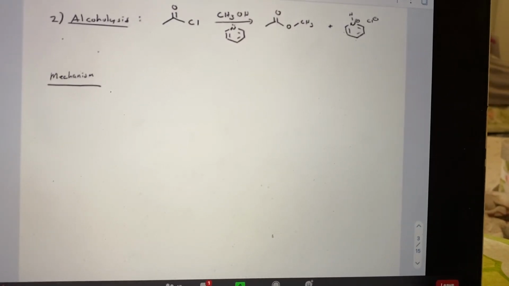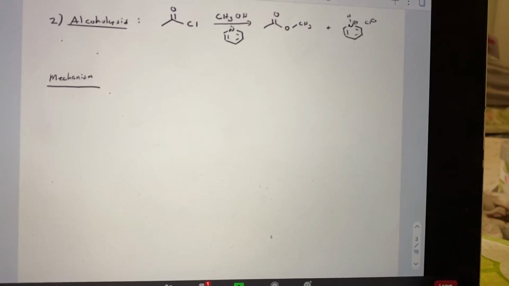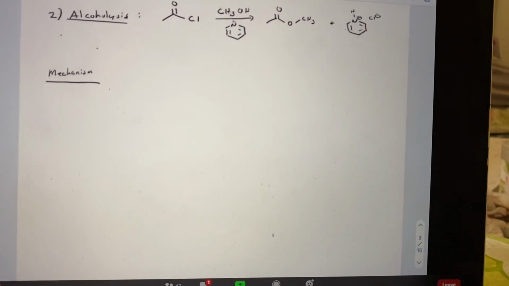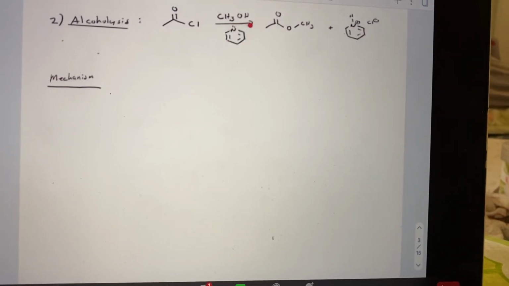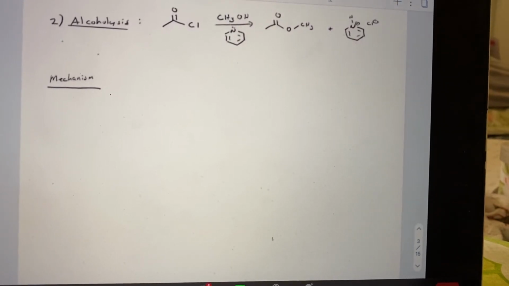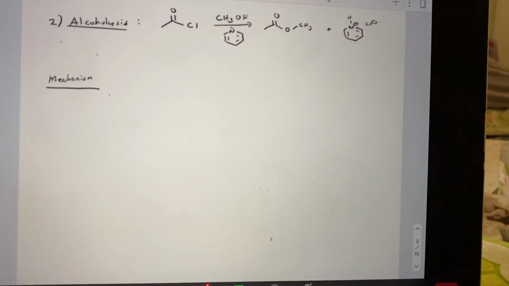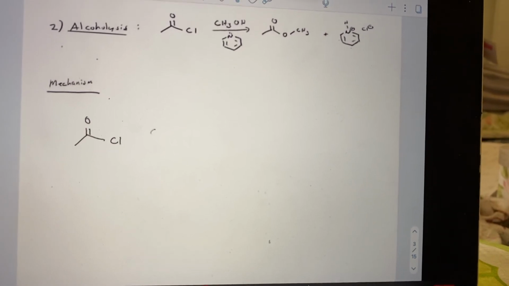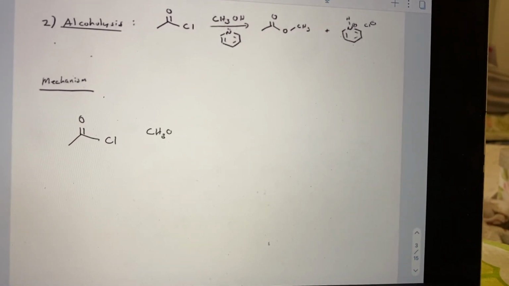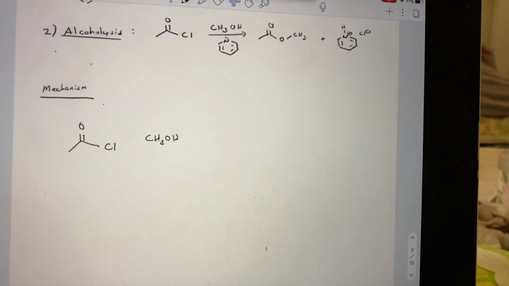Okay, so now let's look at a similar reaction, and let's use methanol now as our nucleophile in the presence of pyridine and with an acid chloride. And this is going to be the same thing as what we saw with water. Rather than HOH, it'll be CH3OH.